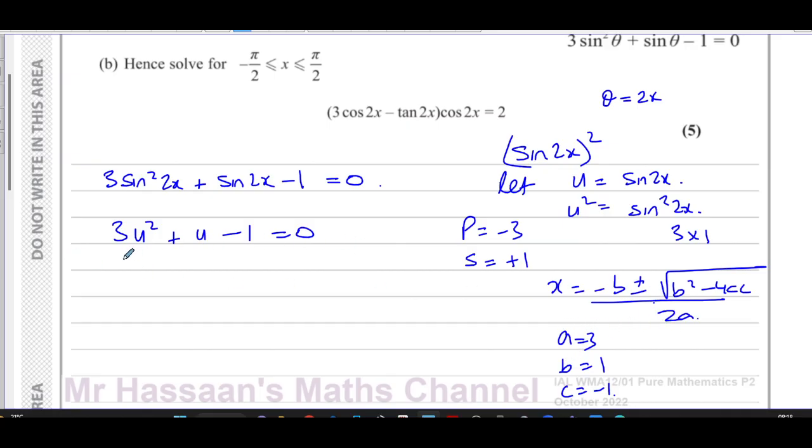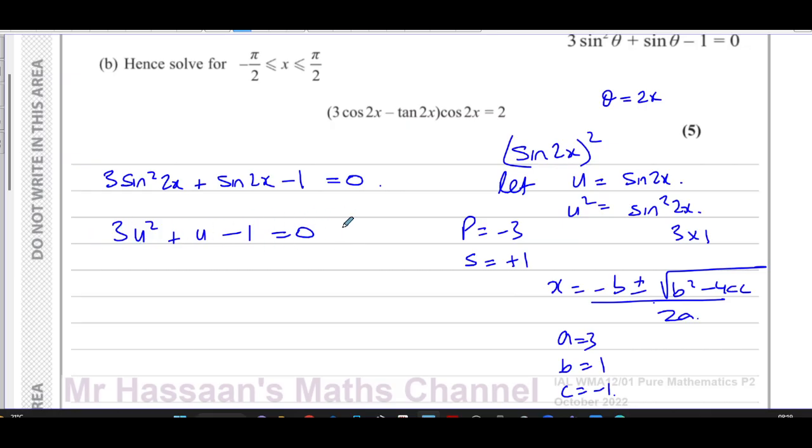But what I'm going to do is show you how to use completing the square, just to jog our memories and remind us of completing the square, which is a very important process that we learn. So just as a revision of completing the square, I'll show you how to solve it by completing the square.